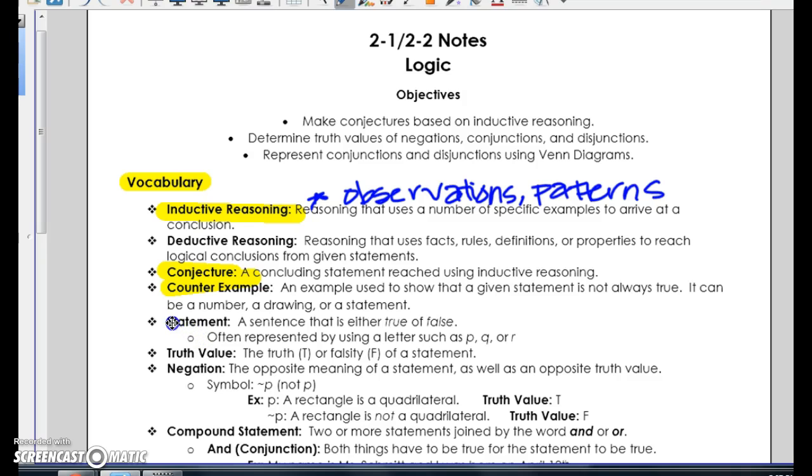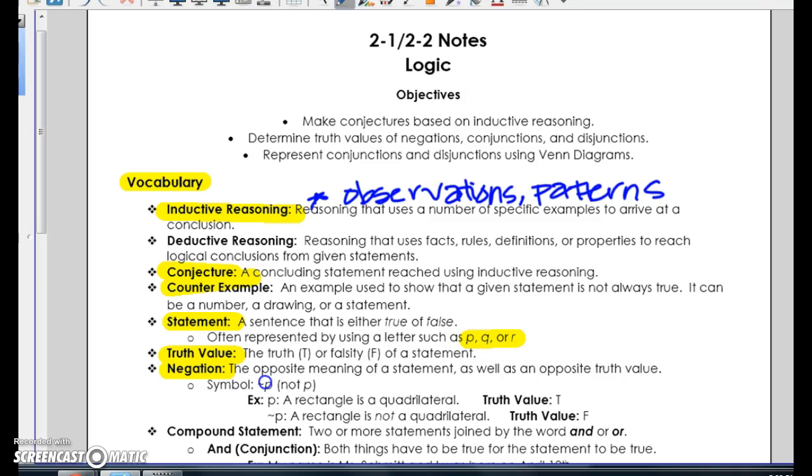A statement is a sentence that's either true or false, so that's not too tough. Sometimes we use the letters P, Q, or R to represent statements that we're looking at. The truth value of a statement is whether or not it's true or false. To negate something, kind of like if we're looking at negating numbers, if you have a positive 2, negating that is a negative 2. Negation of a statement is looking at the opposite meaning of a statement as well as the opposite truth value.